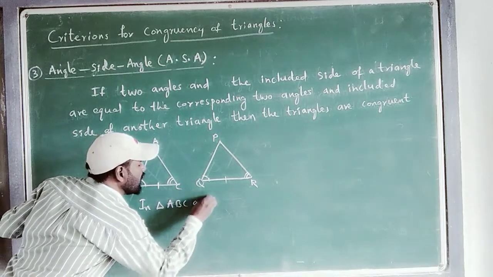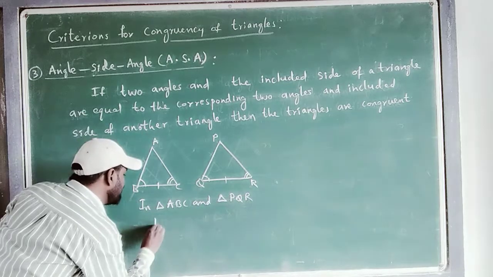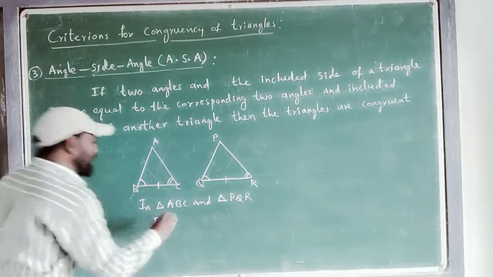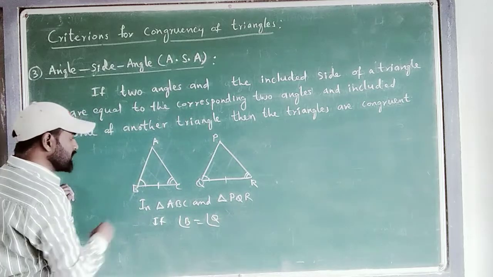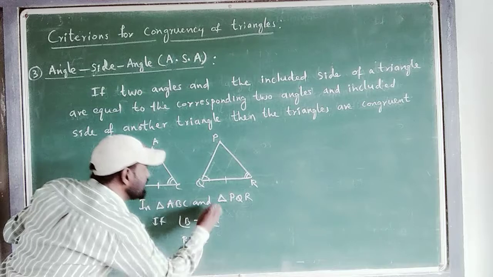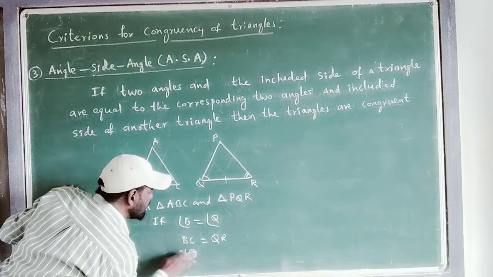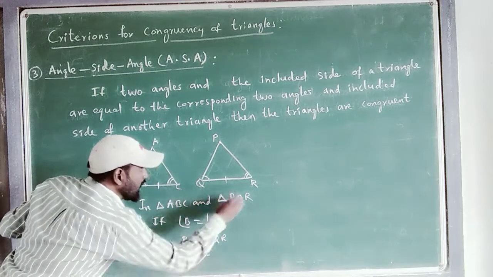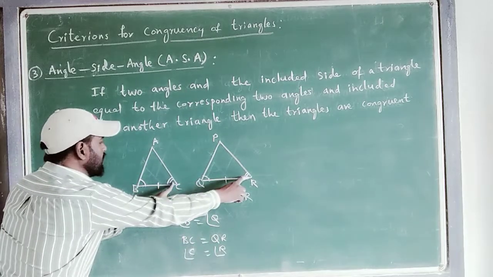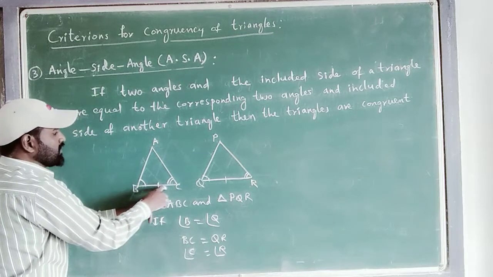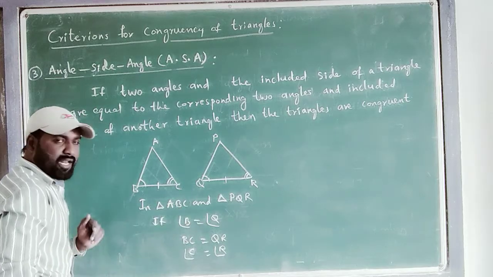In triangle ABC and triangle PQR, if angle B is equal to angle Q, these are the corresponding angles, and the side BC is equal to side QR, corresponding sides, and another angle, angle C in this triangle, here angle R, these two angles and these two angles, and the side included by the two angles, if they are equal, we can say triangle ABC is congruent to triangle PQR.